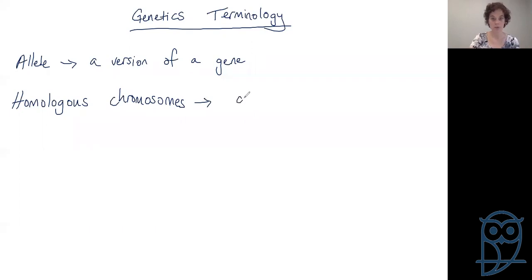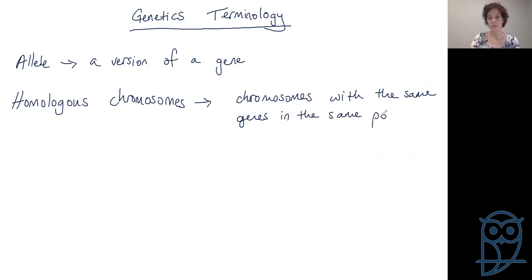Okay, so chromosomes with the same genes in the same position. So obviously life is a little bit more complicated than one gene for one eye color, okay? But we're going to simplify the world so we can understand it a little bit. So we have our alleles, we have our chromosomes.